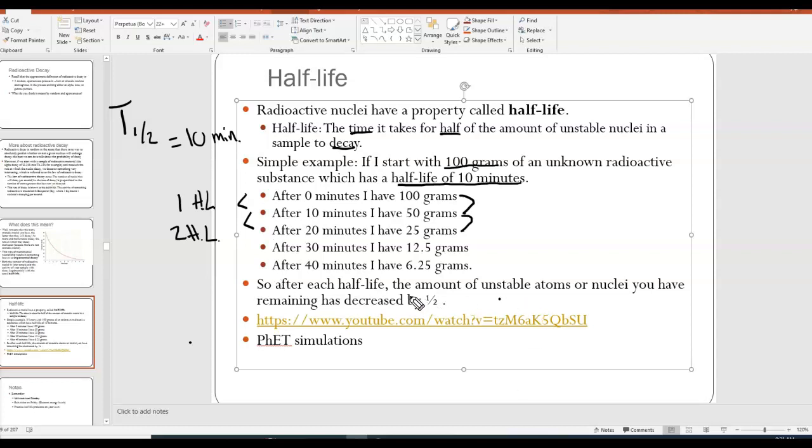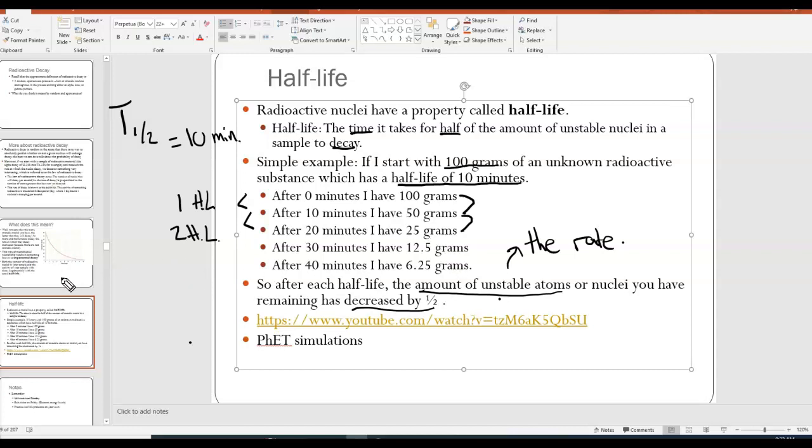So after each half-life, the amount of unstable atoms you have remaining has decreased by half. Not only has the amount of unstable atoms decreased by half, but also the rate has decreased by half. One of the interesting properties of exponential decay that you might learn about if you ever take calculus is that the rate of an exponential decay also has the same half-life as the amount. So after 10 minutes, not only has the number of grams of radioactive substance gone from 100 to 50, but the rate of decay has also decreased by half over that same half-life.